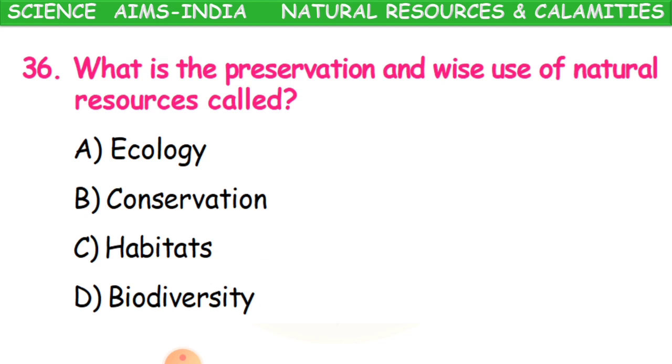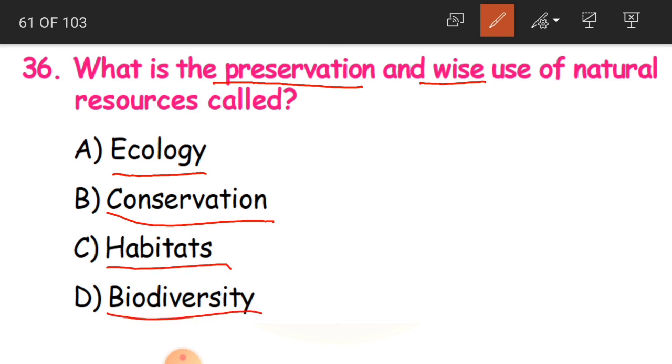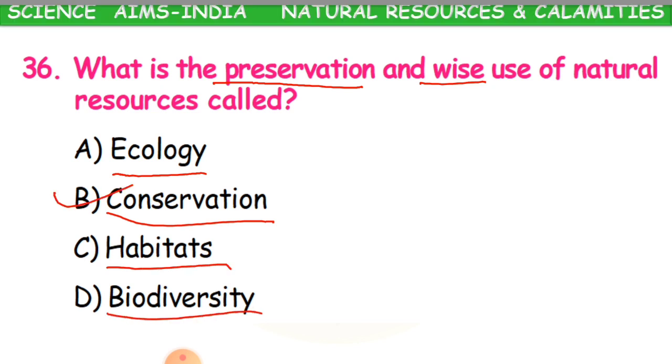What is the preservation and wise use of natural resources called? Preservation in the sense, children, saving. Wise use in the sense, a reasonable use, without wasting. Whenever it is needed, only that time we have to use it without wasting the resources. Is it ecology or conservation or habitats or biodiversity? And the answer is conservation. Okay, children.